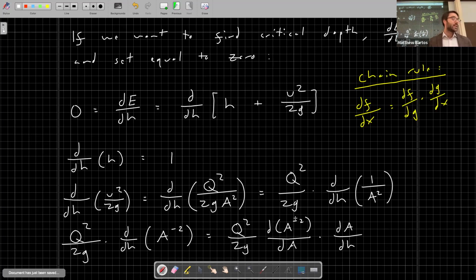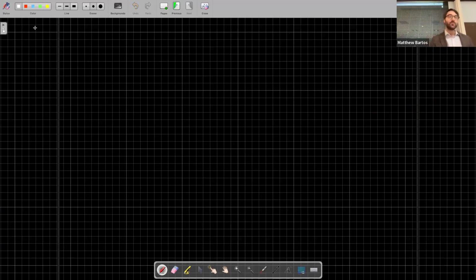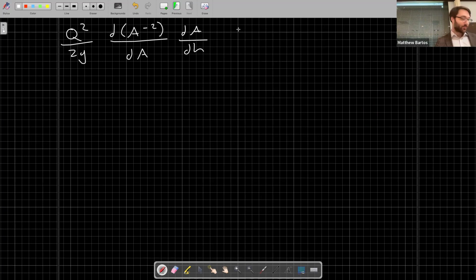Right, so it'll be negative 2a to the negative third. So we'll have q squared divided by 2g. Let me just rewrite out the whole thing. So this will be d by dA of A to the negative 2 times dA by dH. This is going to be equal to q squared divided by 2g times quantity negative 2 a to the negative 3 times dA by dH.